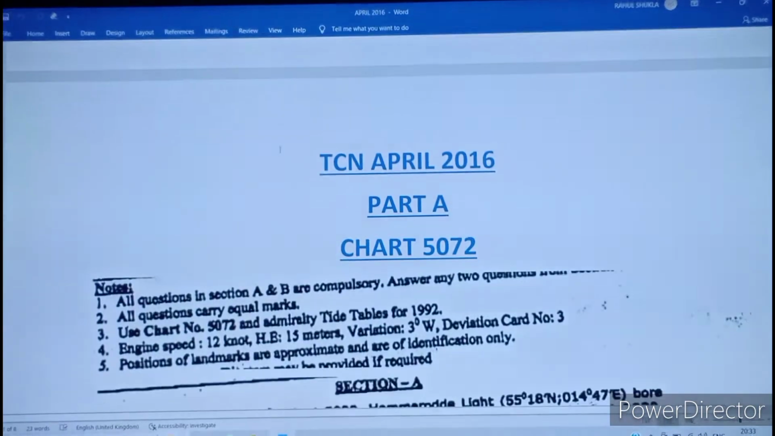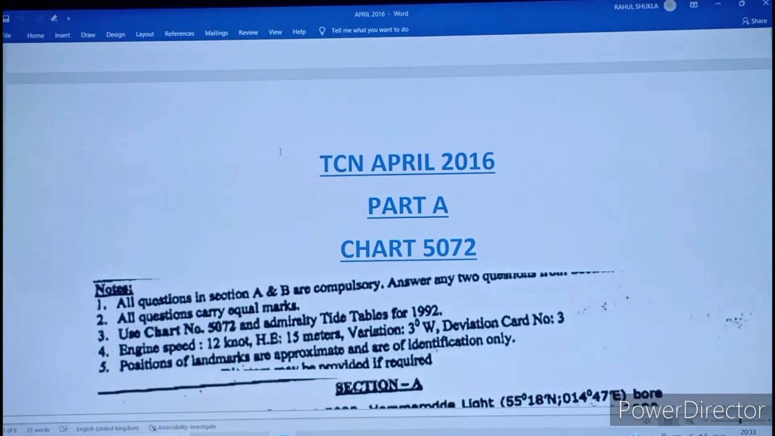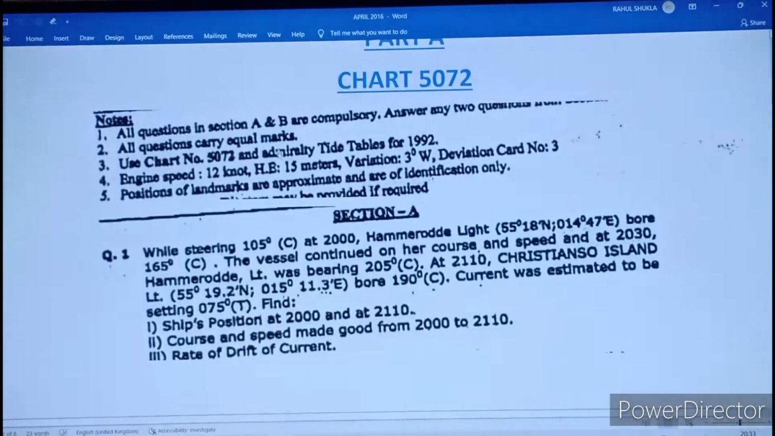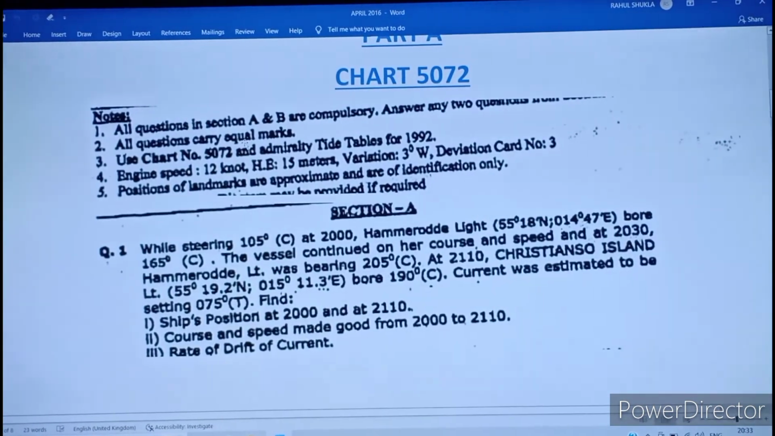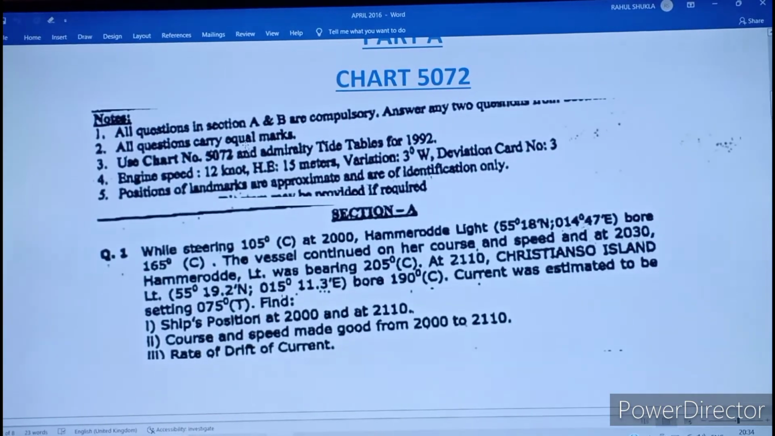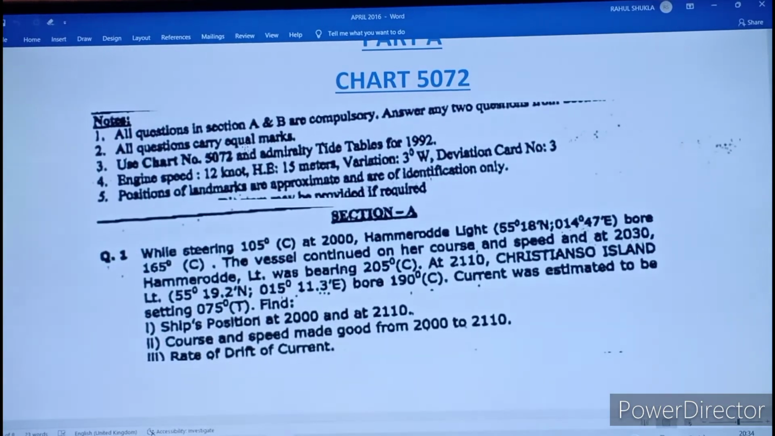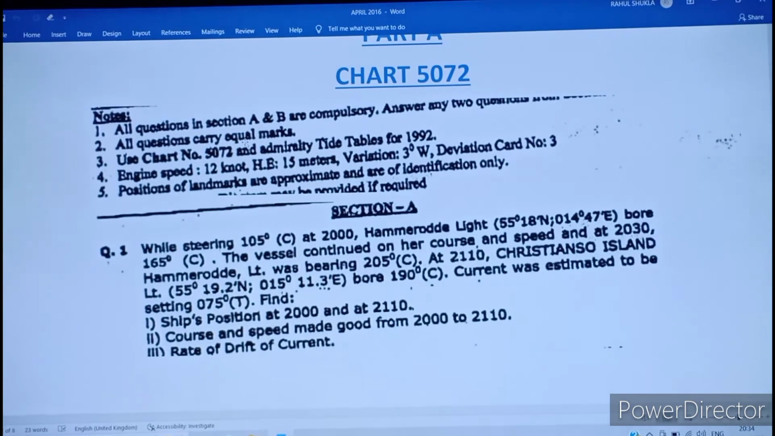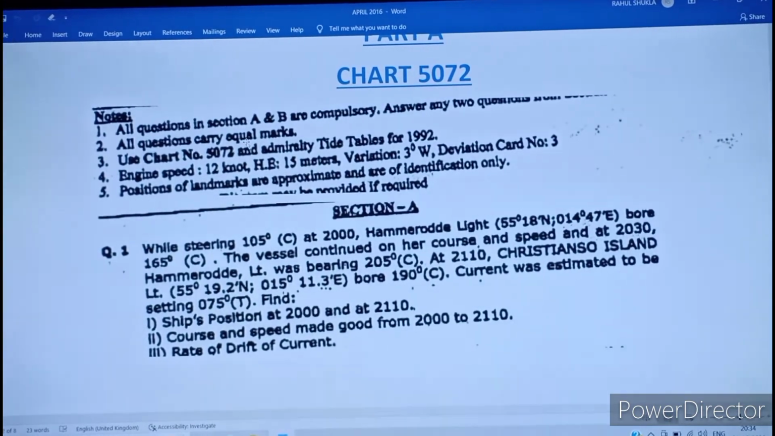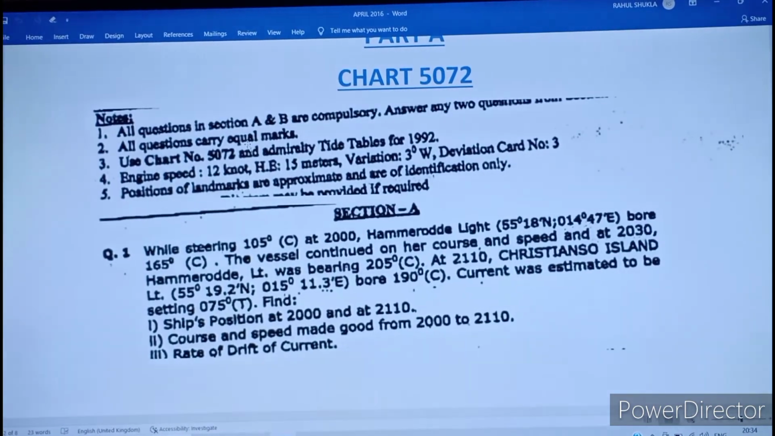Scholarship, let's discuss the TCN April 2016 papers. First question: while steering 105 compass at 2000 hours, Emerald light was observed bearing 165 compass. The vessel continued on course and speed, and at 2030 Emerald light was bearing 205 compass.